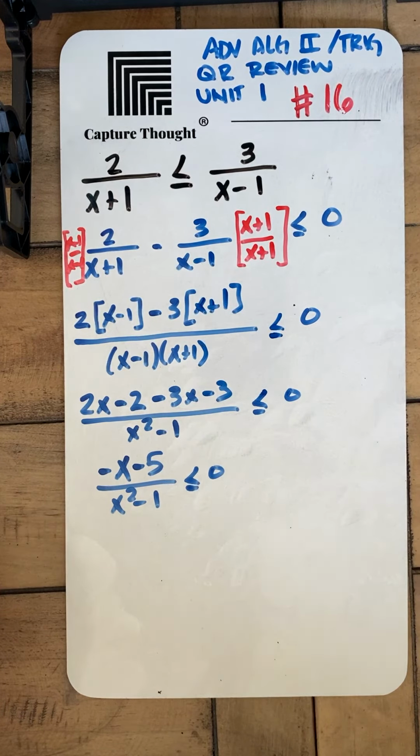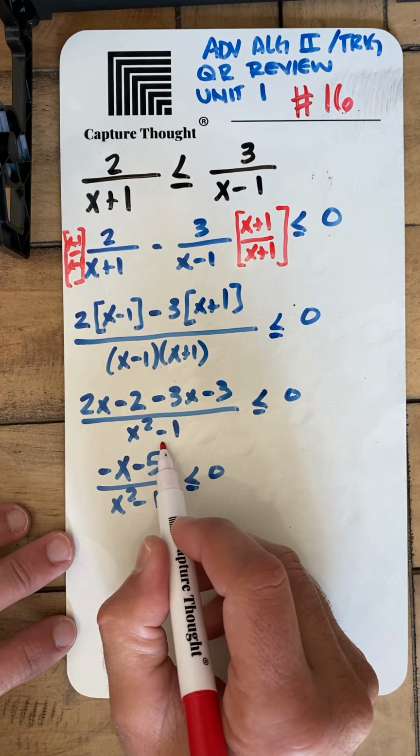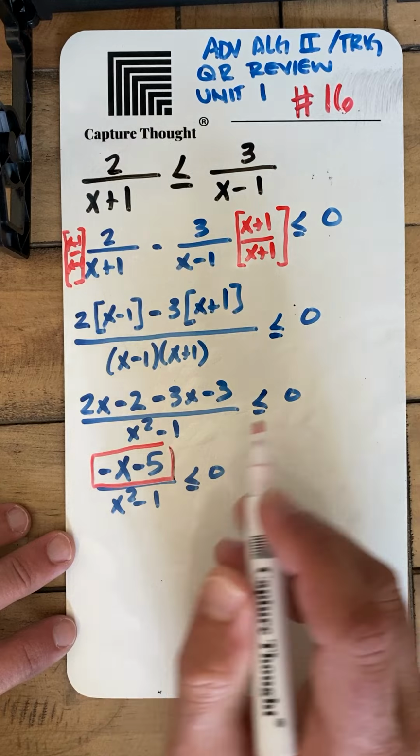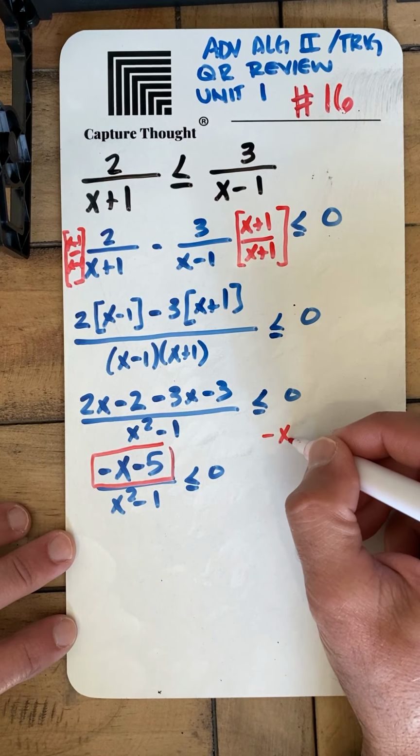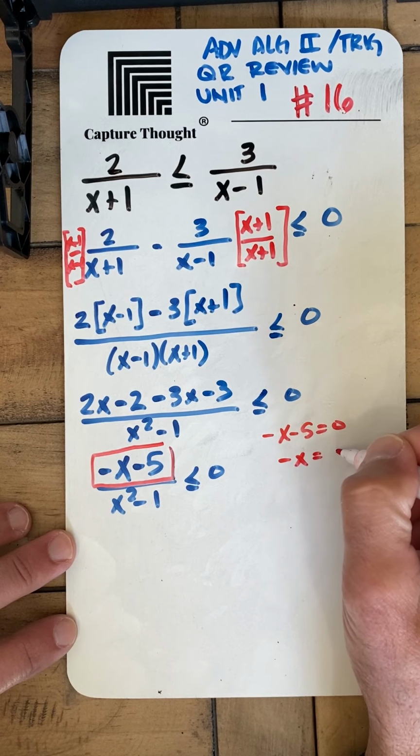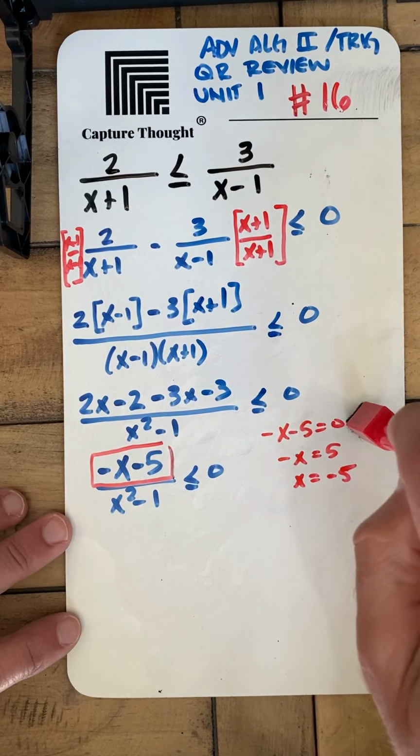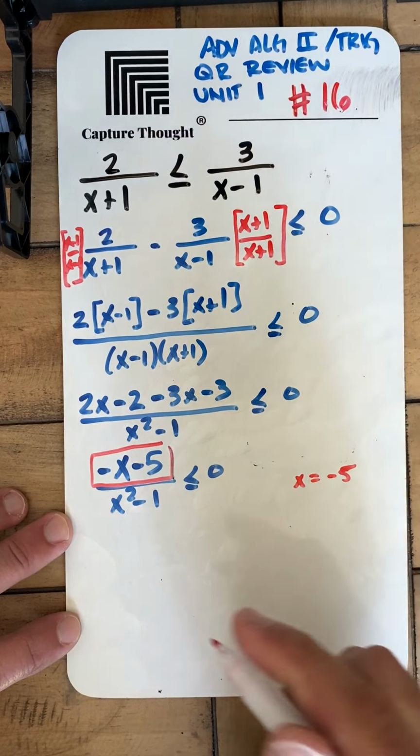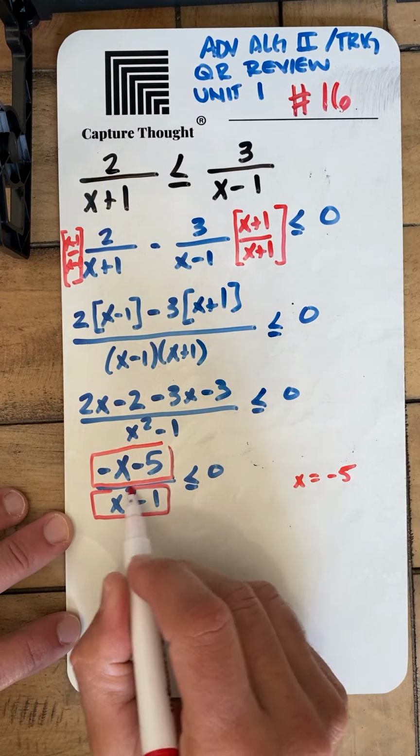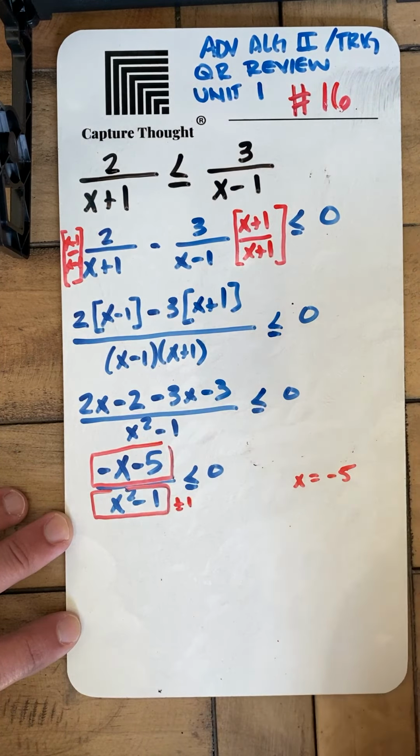Okay, now that I've broken it down, I have to get the critical points. So the critical point on the top, if I just solve this real quick, negative x minus 5 equals 0. So negative x is equal to 5, so x is equal to negative 5. That's one of my critical points, negative 5. And then on the bottom, the critical points I can see are just going to be positive and negative 1.